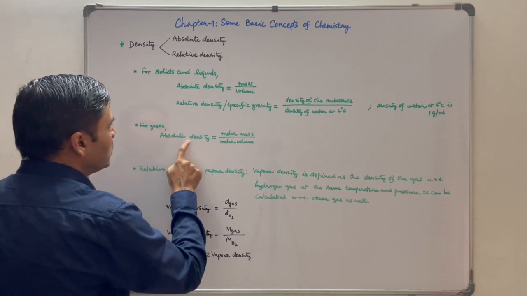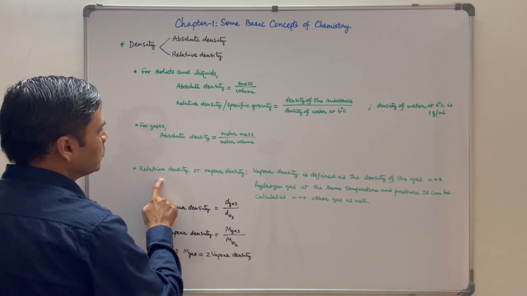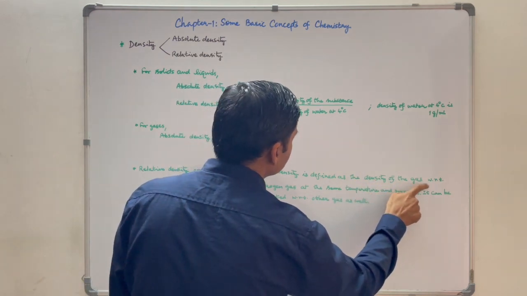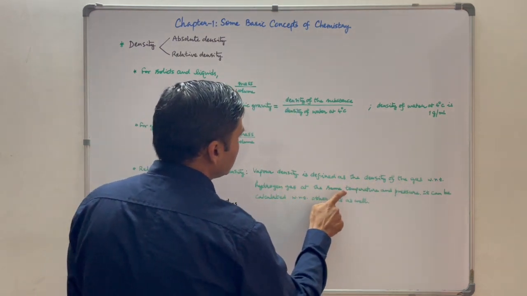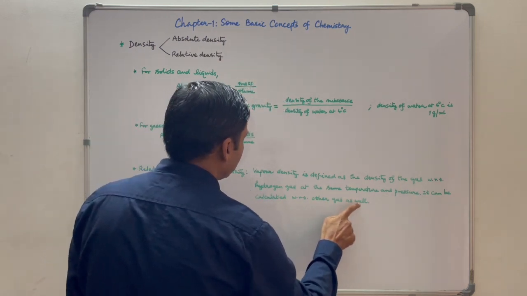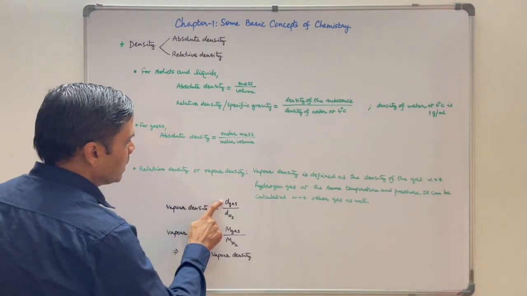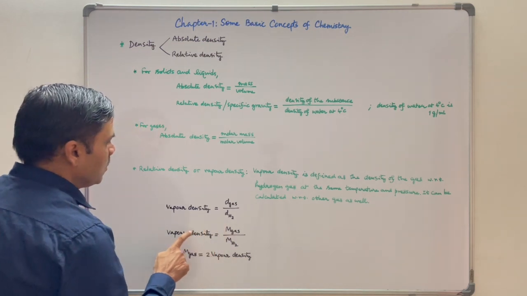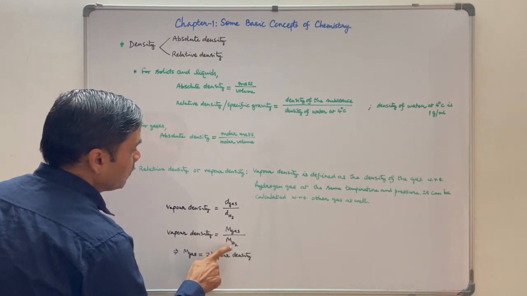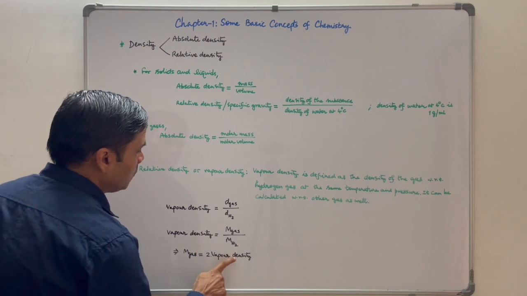For gases, absolute density is equal to molar mass upon molar volume. Relative density is also known as vapor density. So vapor density is defined as the density of the gas with respect to hydrogen gas at the same temperature and pressure. It can be calculated with respect to other gas as well. Formula for vapor density is equal to density of gas upon density of hydrogen gas. Vapor density is equal to molecular weight of gas upon molecular weight of hydrogen gas, and this is 2. So molecular weight of gas is equal to 2 times vapor density.